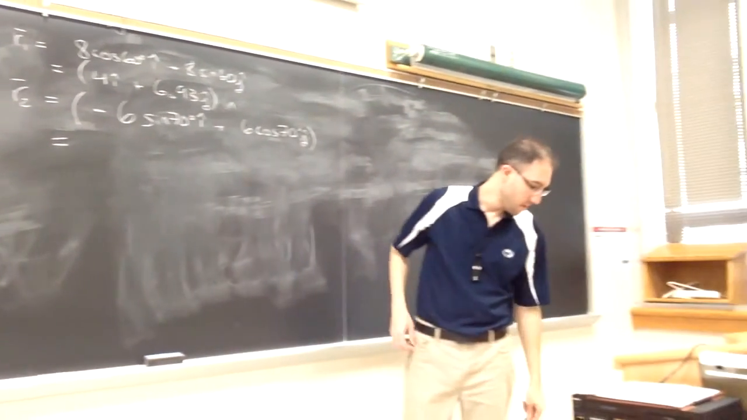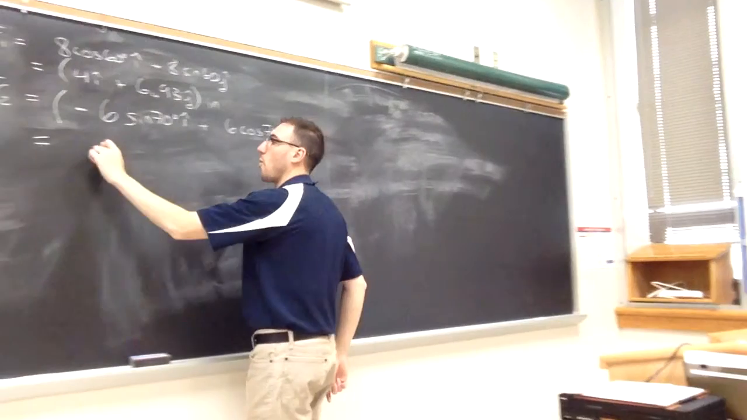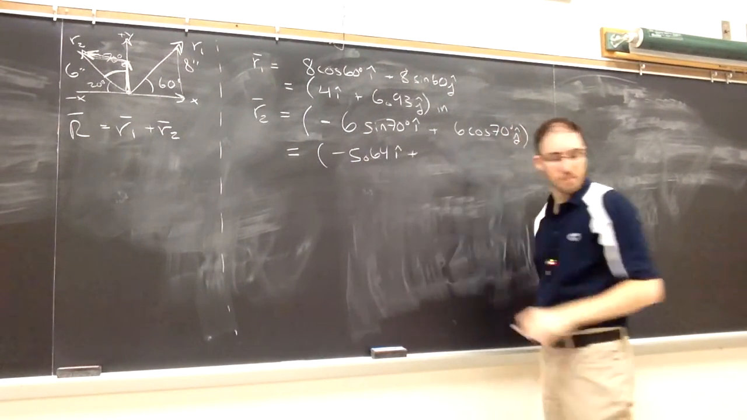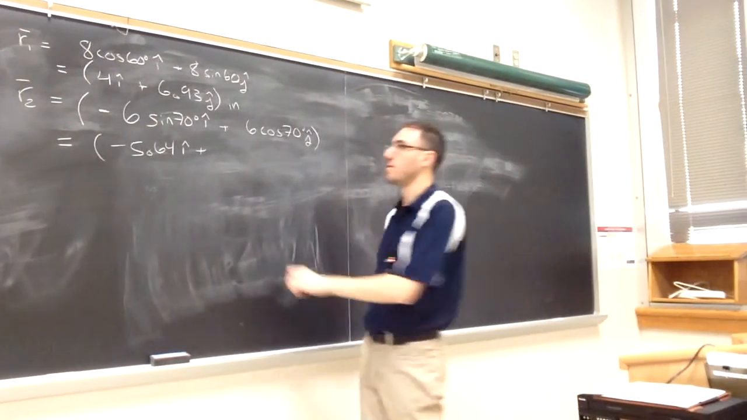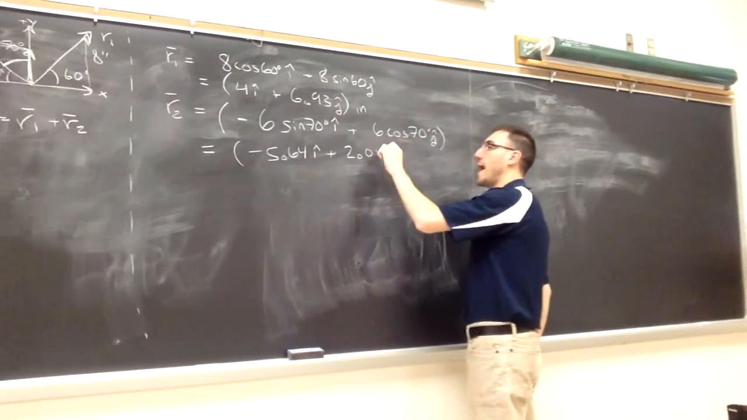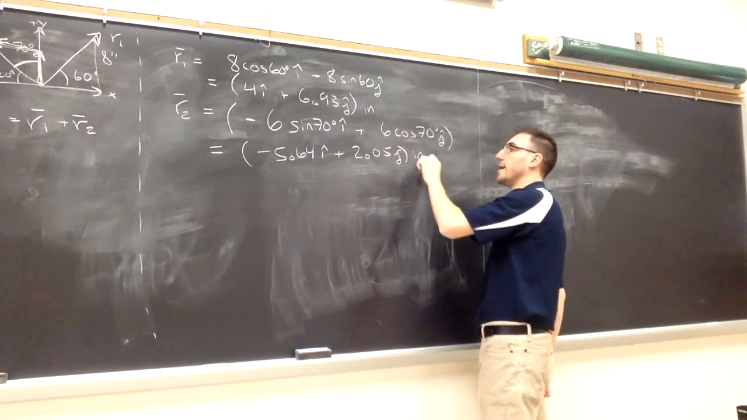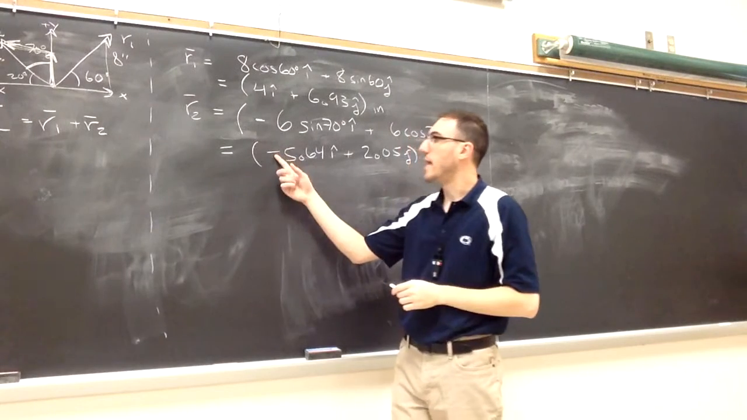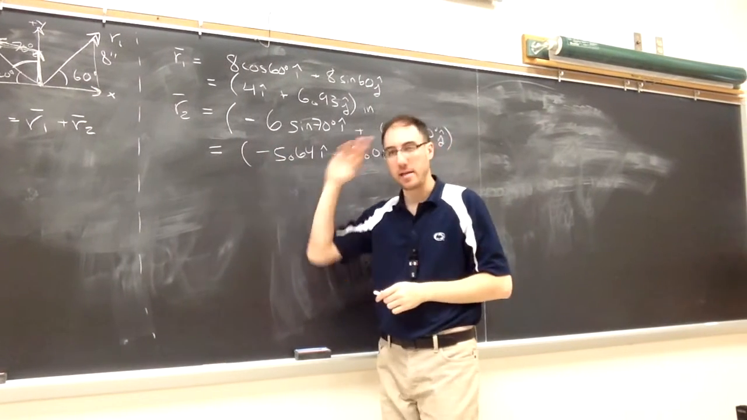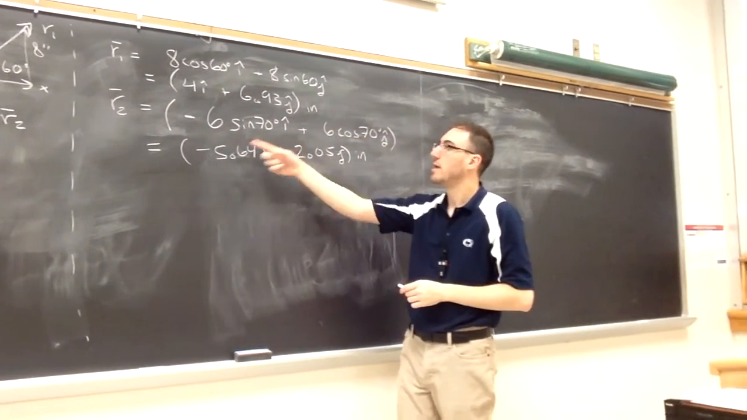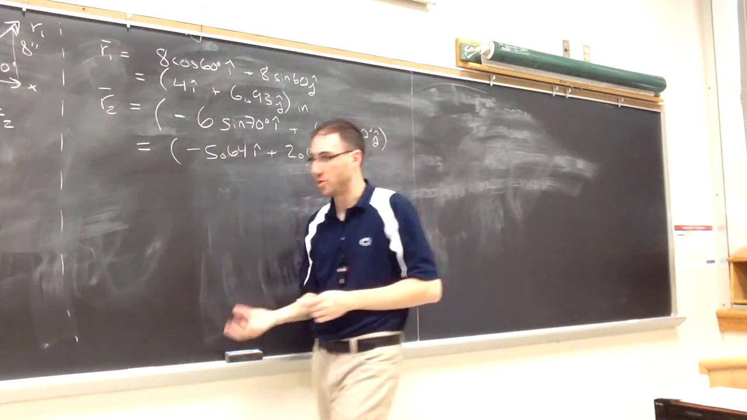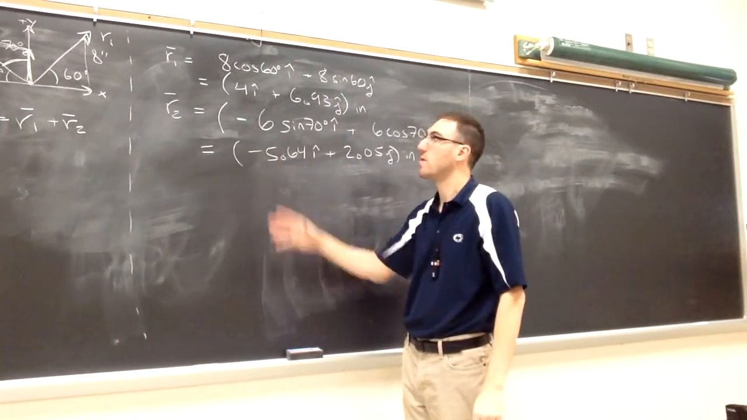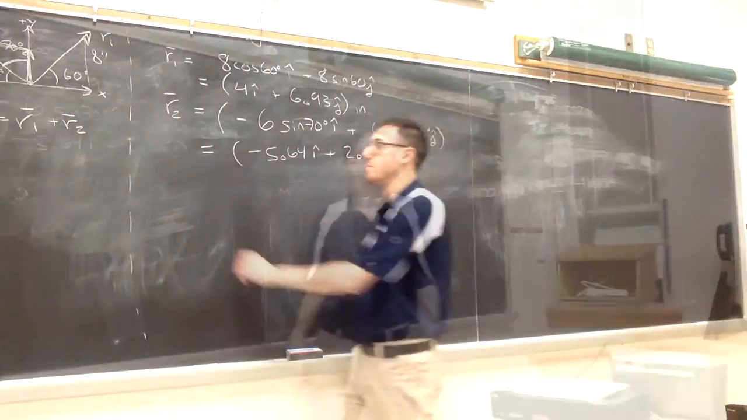And in decimal form, we get -5.64 i hat plus 2.05 j hat, also in inches. So again, negative because it's in quadrant 2 for the i hat, and positive on the j hat. And that will make a difference when we go to find the resultant, because if this were positive, we're adding two positive numbers together rather than positive and negative.